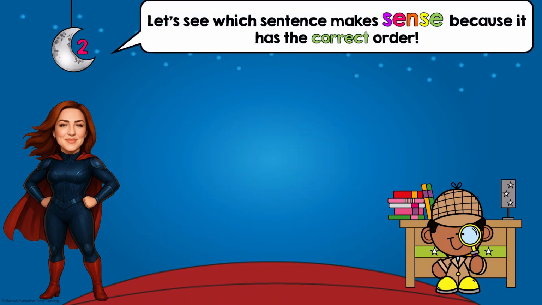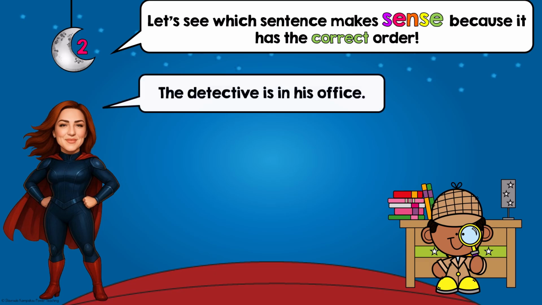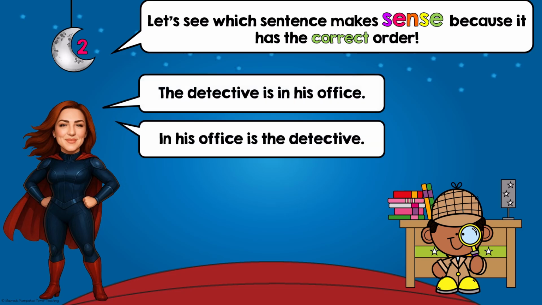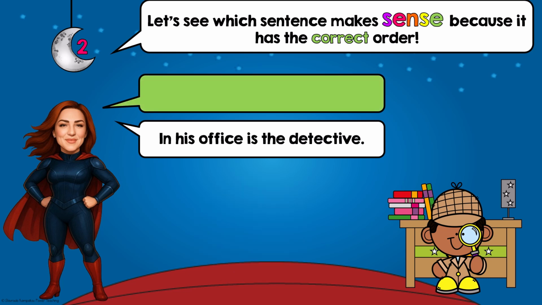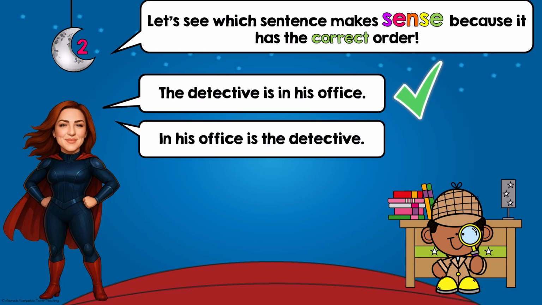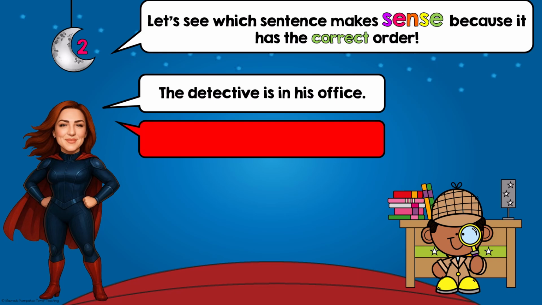Let's see which sentence makes sense because it has the correct order. The detective is in his office. In his office is the detective. That's right. The detective is in his office. That is the correct answer because the who or what comes first. I think you deserve a badge.